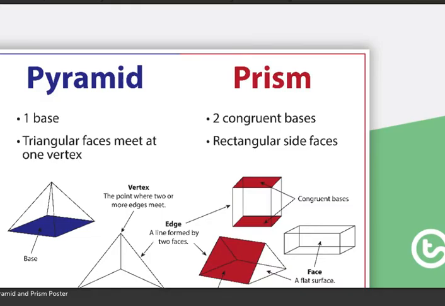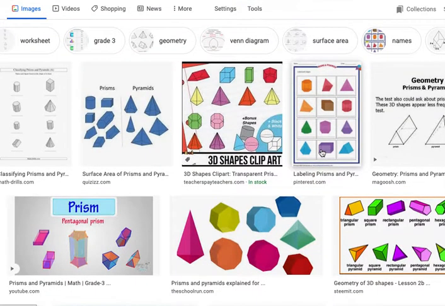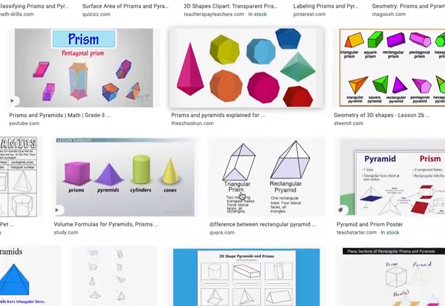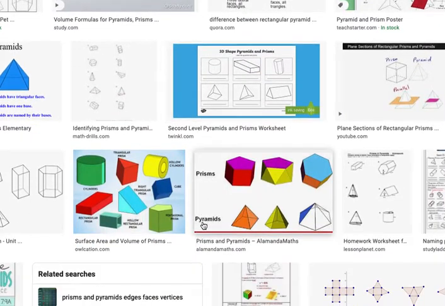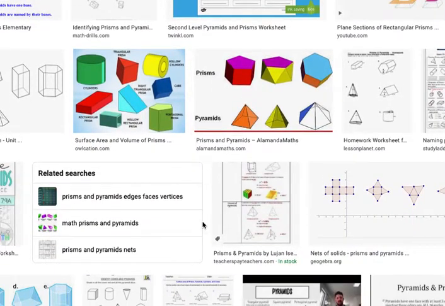All right, so going back and looking at some pictures of pyramids, you can see that the base in this one looks to be a hexagon. That would be called a hexagonal pyramid. Over here, this looks to have a hexagonal base. This would be called a hexagonal prism. So lots of different pictures. You can Google this, of course, on your own and see lots of examples.